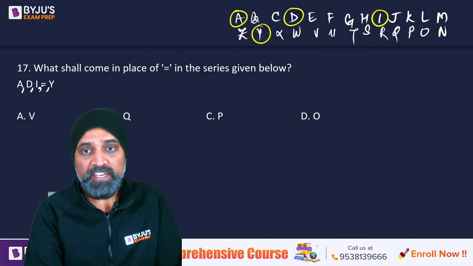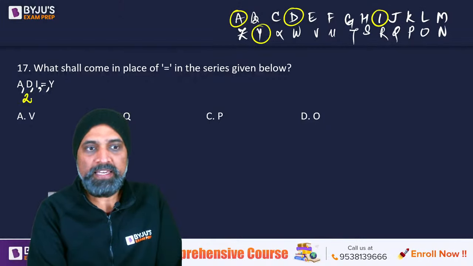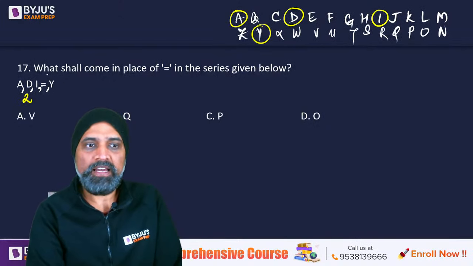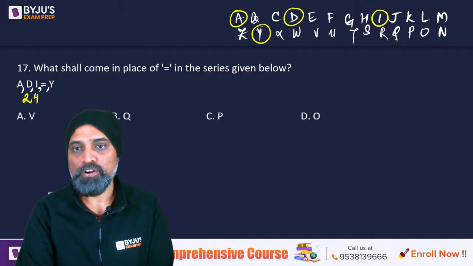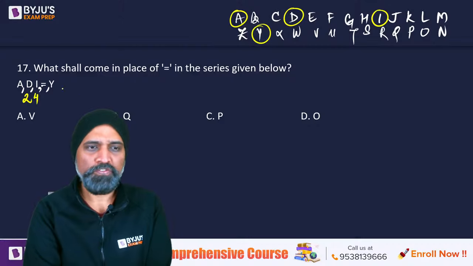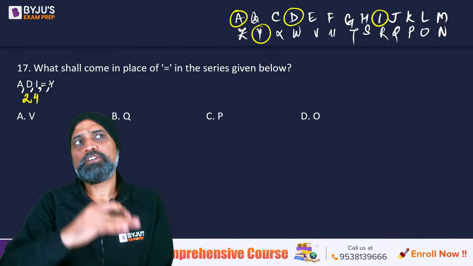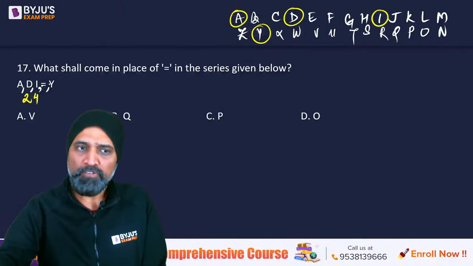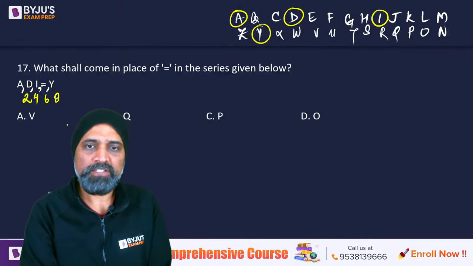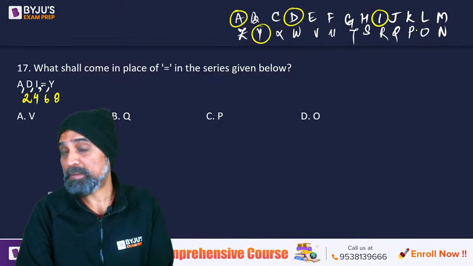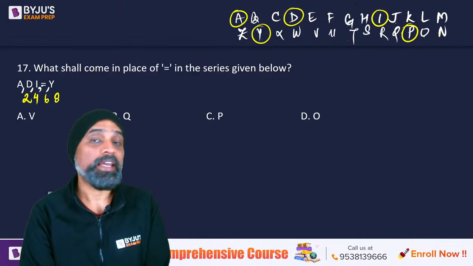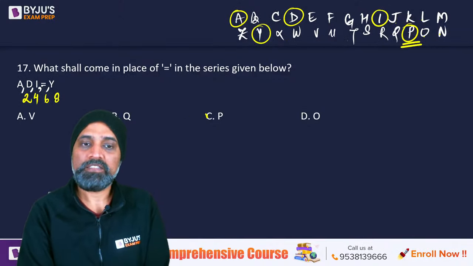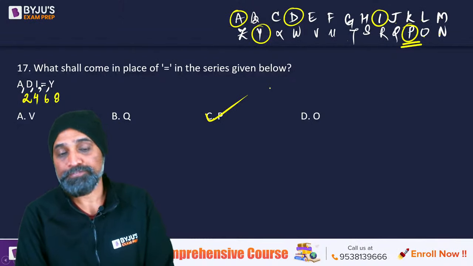If you look at the change, between A and D, there is a gap of 2 letters. Between D and I, there is a gap of 4 letters. And between I and Y, there is a gap of 15 letters. So there will be a gap of 14, which should happen with 6 and 8. So between I and the next letter, there should be a gap of 6. So 1, 2, 3, 4, 5, 6. There should be a gap of 6 and later on a gap of 8. So P makes the most sense if there is supposed to be a pattern.